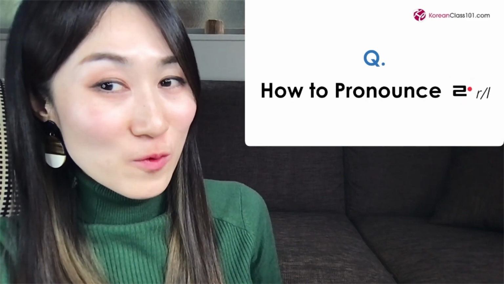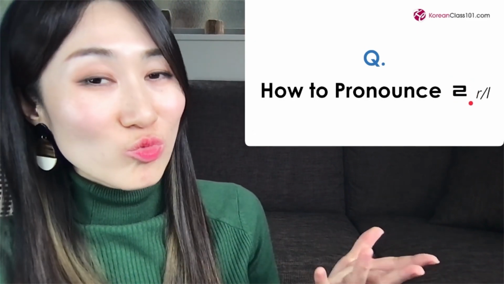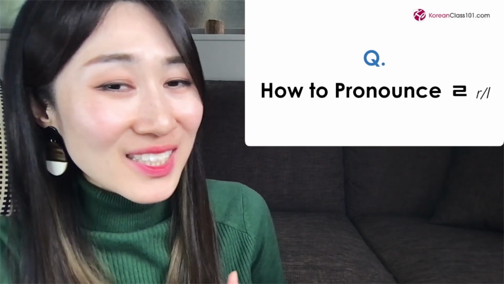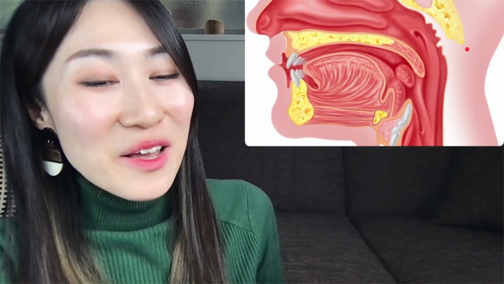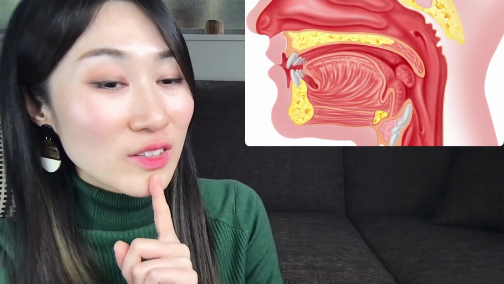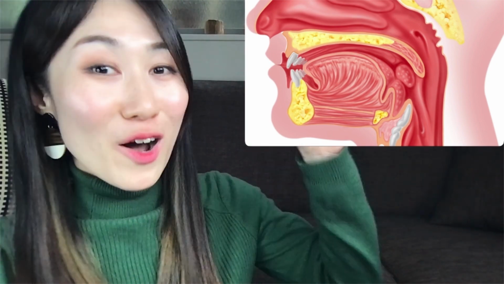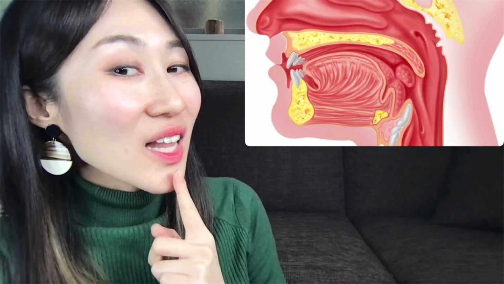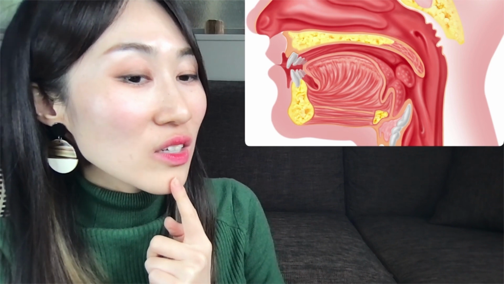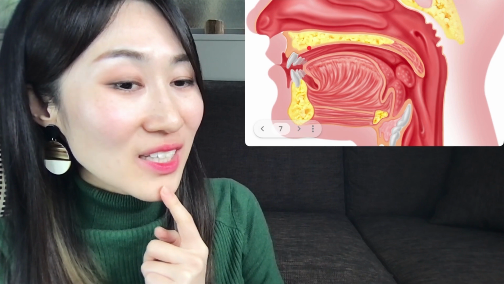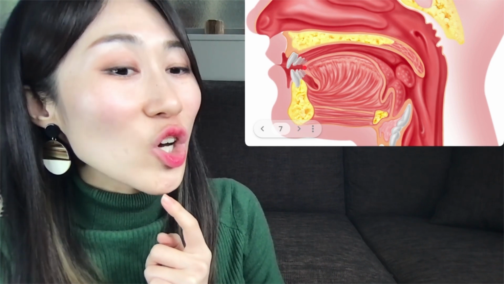This is pretty confusing because when you see the Korean romanization, it's sometimes R, sometimes L. Which one is correct? And how can I pronounce it? First, let's look at the location of your tongue. So this is your mouth. And when you pronounce L sound, your tongue touches this part. Do you see the red dot? Yes, your tongue touches here.